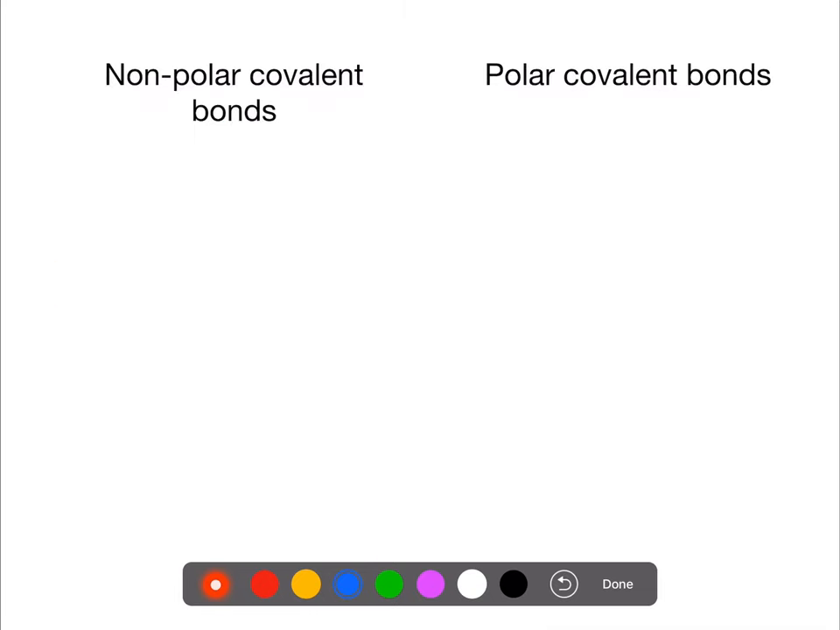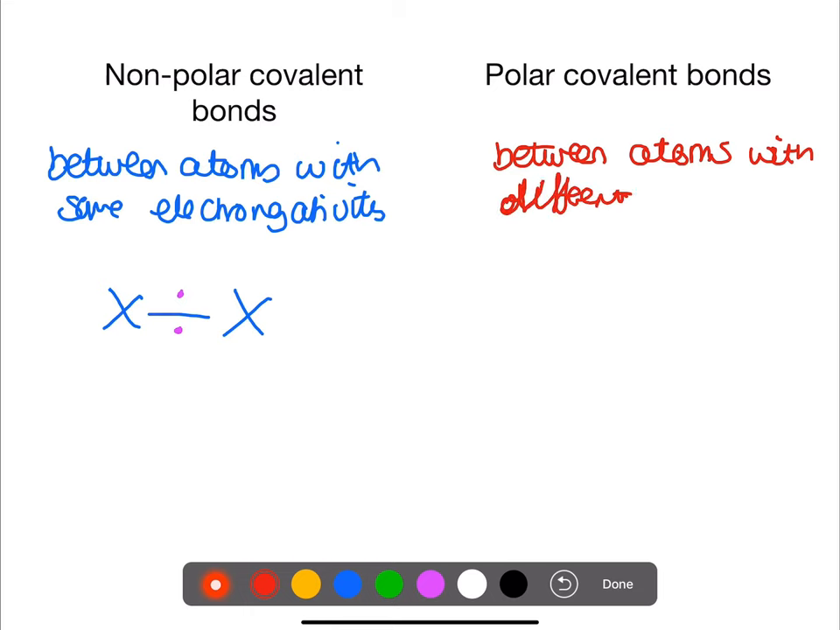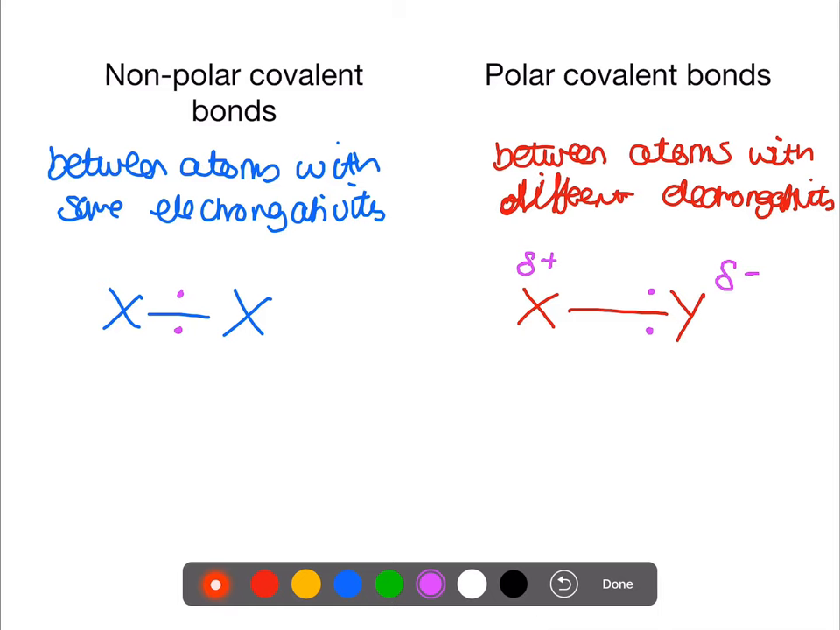So how does this affect bonding? Non-polar covalent bonds occur between atoms which have the same electronegativity. This means that they have an equal share for the electrons. So if we represent the electrons here as the pink dots, they will be exactly in the middle of the two atoms. Polar covalent bonds happen between atoms which have a difference in electronegativity. So here, if we decide that Y is more electronegative than X, the electrons will sit closer to Y than to X, and we can represent this with a delta minus and a delta positive to show that the Y end of the molecule is more negative than the X because we have an unequal share of electrons.